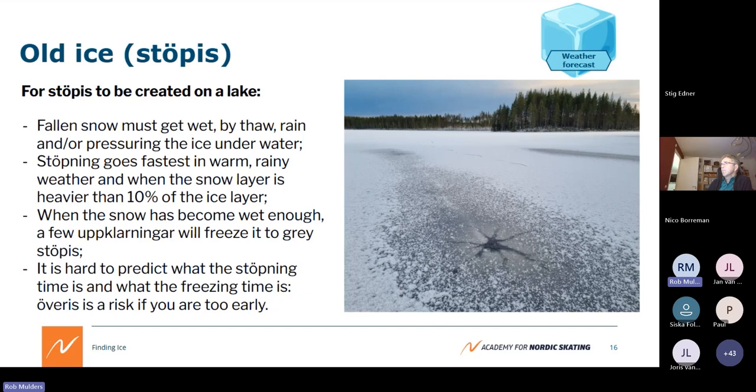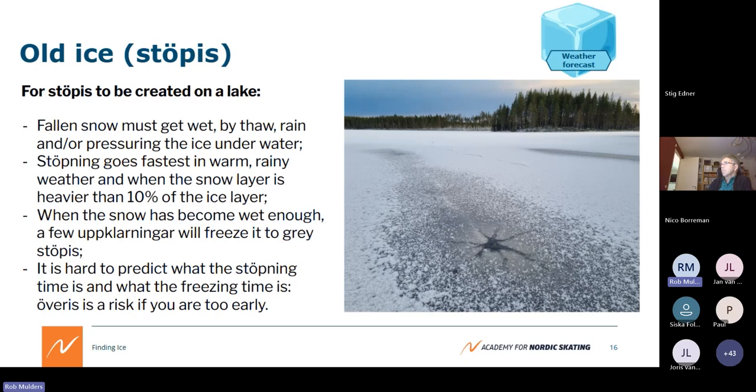But the other factor is that the snow can push the ice underwater, and then water is sucked up by the snow, and the snow gets wet too. The stubning, that's what the process is called, on the picture on the right. The snow is sucking up water from underneath. That goes fastest in warm, rainy weather, and when the snow layer is heavier than the 10% of the ice layer that is above water.